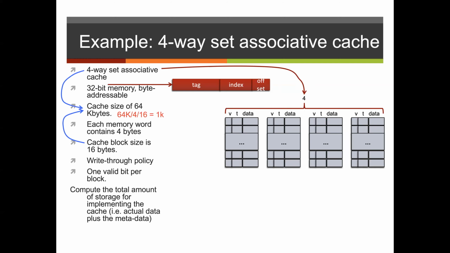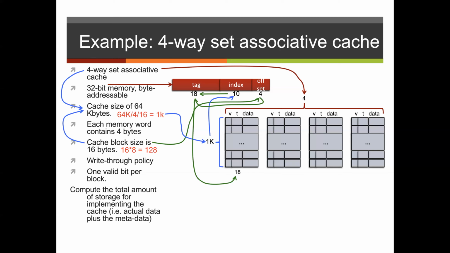Our memory address. So we have 1K entries. We use our offset, we use our index to select the value from the cache. Our offset is 4 bytes, and our tag is going to be 18. So with the cache block size, if we have 16 times 8, that's going to give us 128, to be the size of the data that we have in our cache entry.